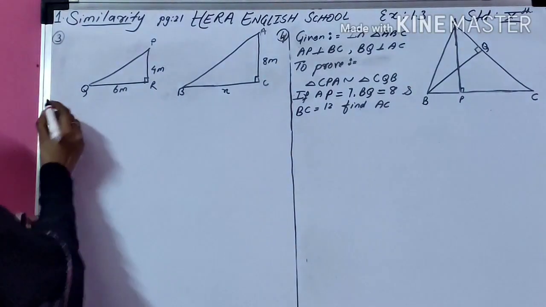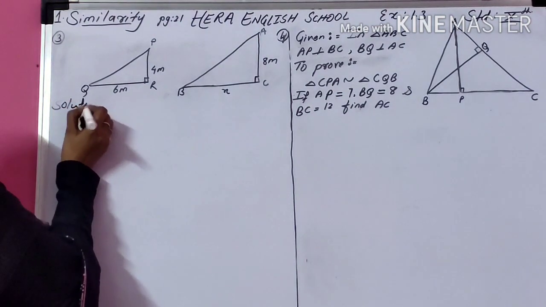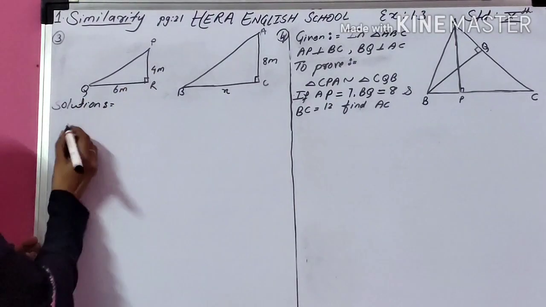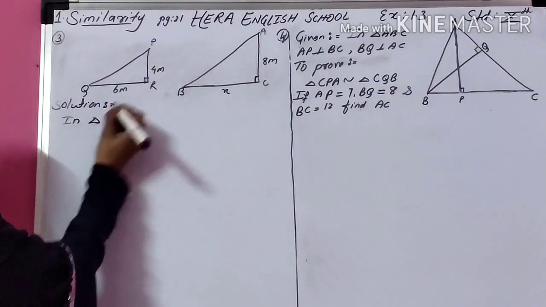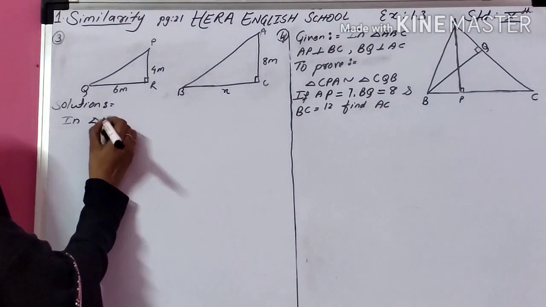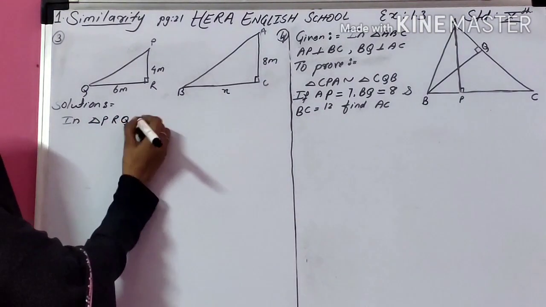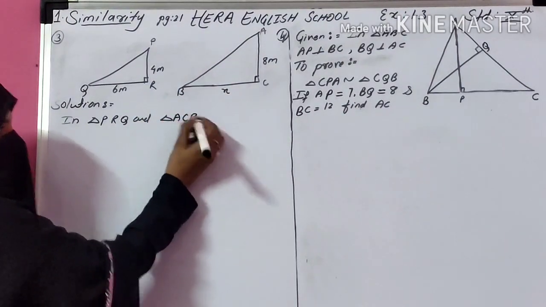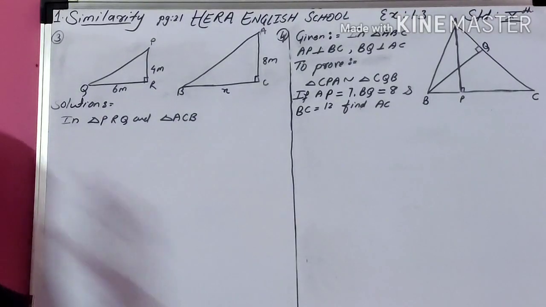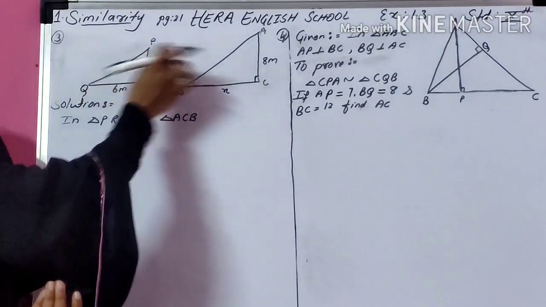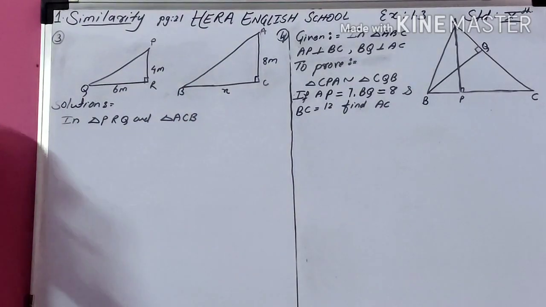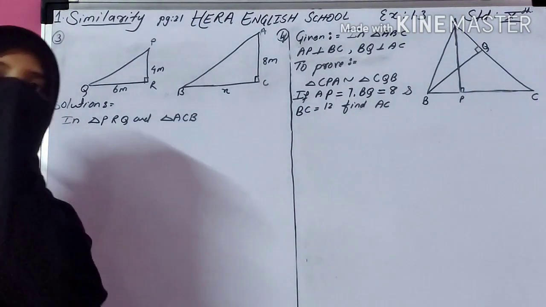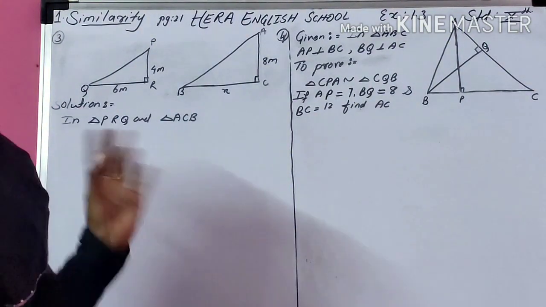Now let's start the solution. First of all, the two triangles: one is triangle PRQ, so we are going to focus on triangle PRQ, and the second one is triangle ACB. As I told you, poles are always perpendicular to the ground. Therefore these two triangles are similar, because due to the pole and the shadow, the triangle cast is a right angle triangle. The triangles cast due to the pole and shadow are always similar.